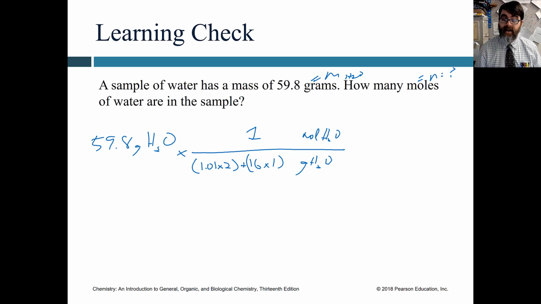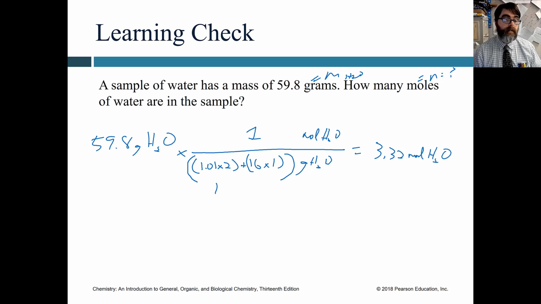Like I said, it's just the thing I do to keep track of it. Having said that, if you're punching this into your calculator, you do need parentheses surrounding the whole thing, or it won't follow order of operations properly. And so you do that, but then you can just punch it in all in one go. And in the end, you will get 3.32 moles of H2O.